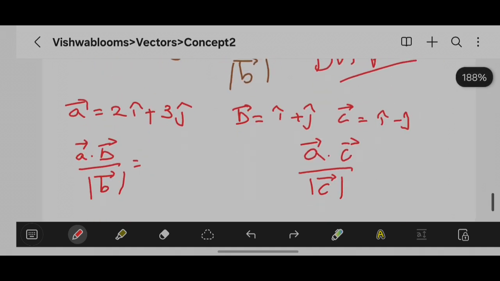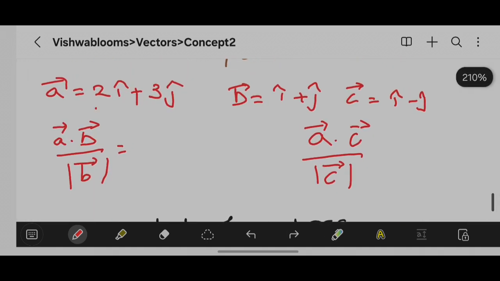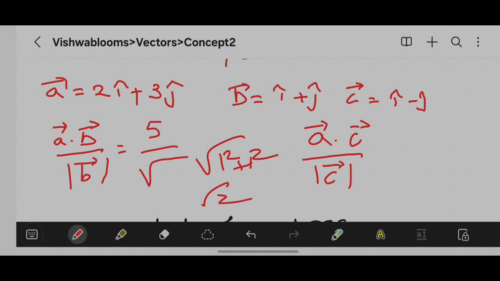Let us do the problem now here. So A bar dot B bar is nothing but 2 into 1 plus 3 into 1. So 2 into 1 is 2 plus 3 into 1 is 3. So 2 plus 3 is 5. Now the magnitude of B is root of 2 square is 4, 3 square is 9, root of 4 plus 9 is, sorry, you have to find the magnitude of B, right? So root of 1 square plus 1 square, root 2. So 5 by root 2. Next, 2 into 1 is 2 and 3 into minus 1 is minus 3. So it is minus 1 by root 2.